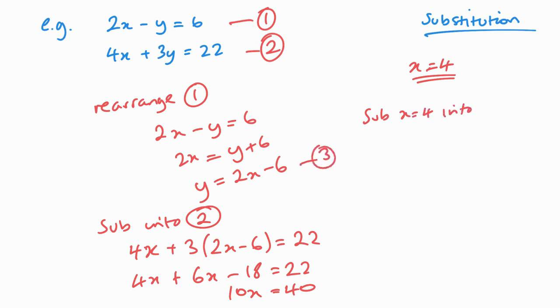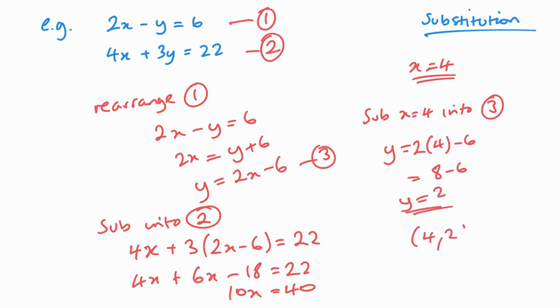Now, I'm going to call that one equation 3, and that's where I'm going to substitute it in, as it's already rearranged for y. So y equals 2 lots of 4 minus 6. So 8 minus 6, 2. Y equals 2. And there we have 4, 2, as we did previously.